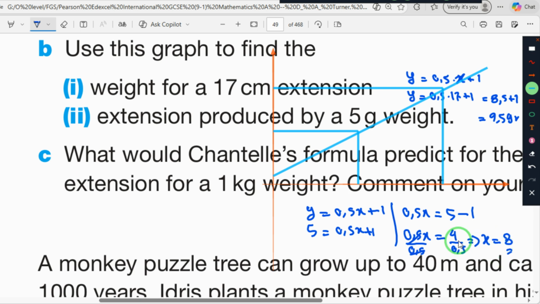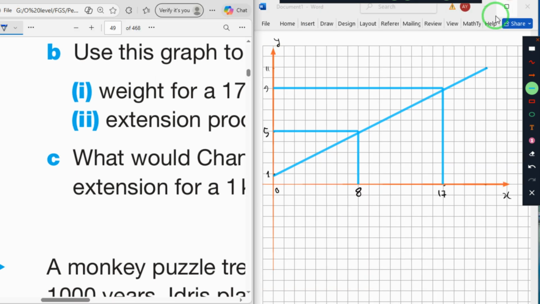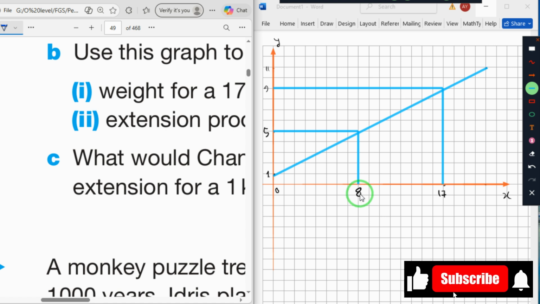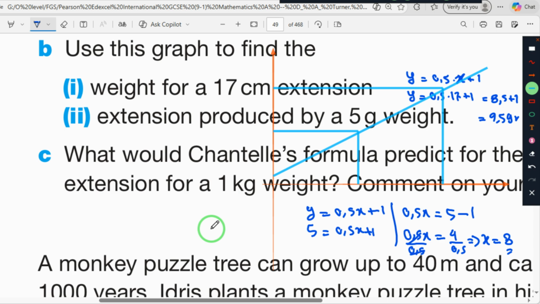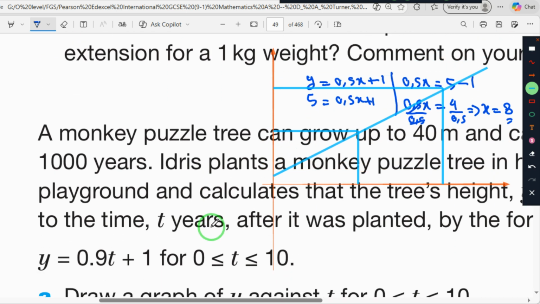I think this is completely correct. Now we checked. Yes, when we add 5 gram weight to the spring, it extends 8 centimeters. So this question is solved completely, because I don't want the video to be so long, so I stop, and the next part will be solved in the next video.